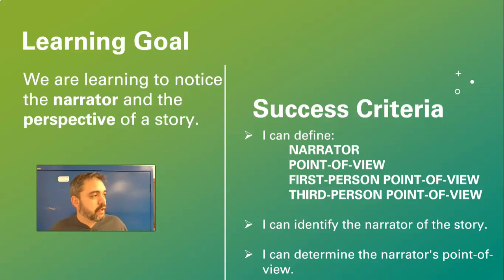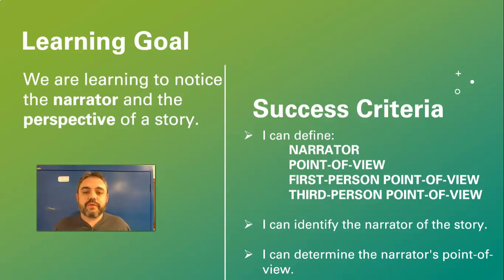Like I can define narrator, I can define point of view, I can define first person point of view, and I can define third person point of view. That's a whole lot of vocabulary today. But in addition to that vocabulary, we have two other I can statements, like I can identify the narrator of the story, very important, and I can determine the narrator's point of view, which is super important when we read stories.